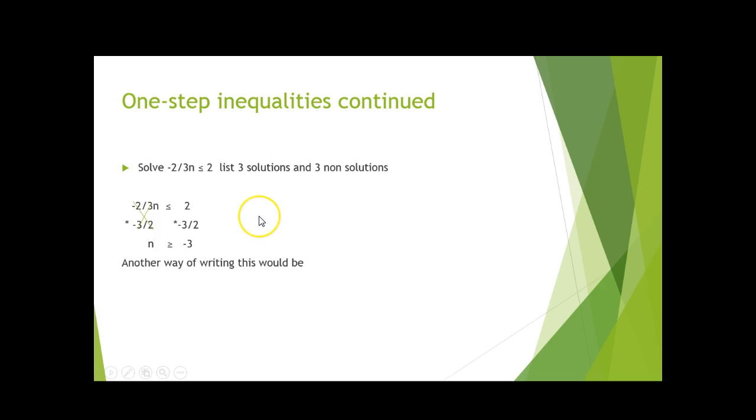There's another way of writing that. N is greater than or equal to negative 3 is the same as negative 3 is less than or equal to n. Solutions would be negative 3, negative 2, negative 1, because those are numbers to the right of negative 3. Non-solutions would be negative 3.1, negative 4, negative 15. There's lots more.